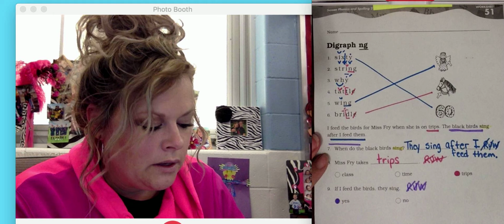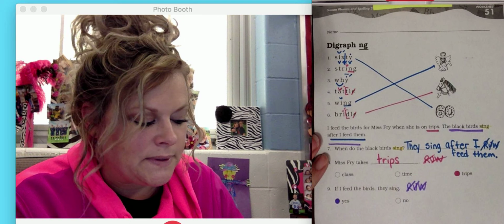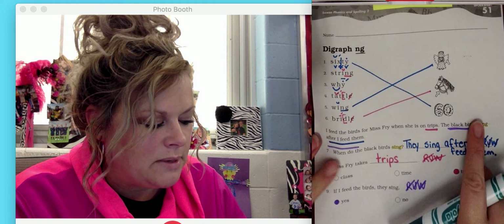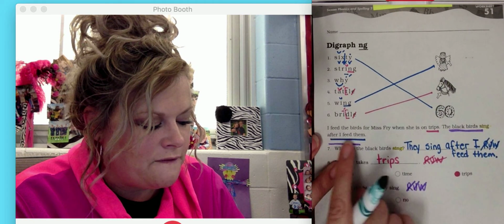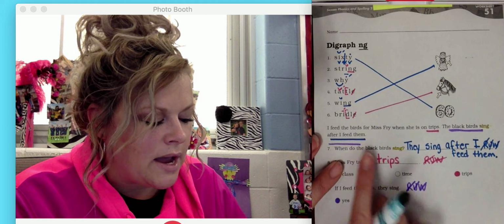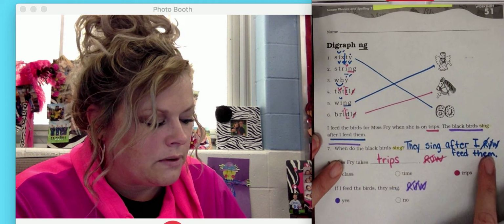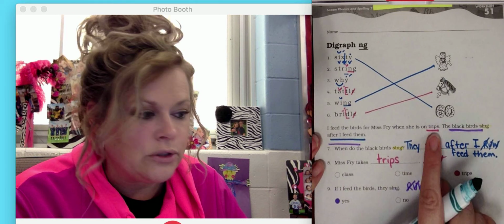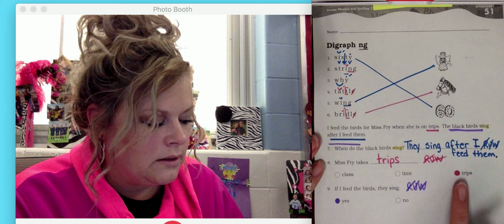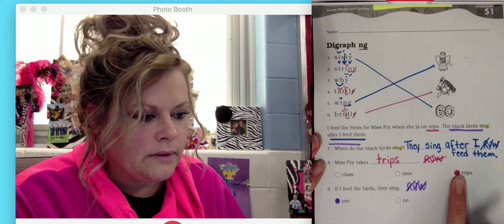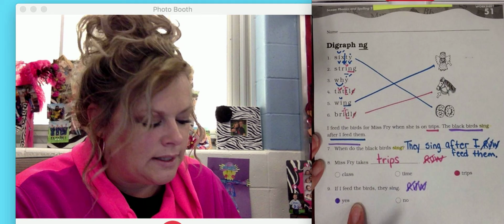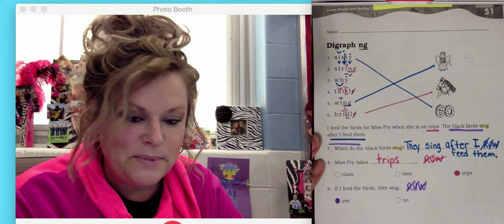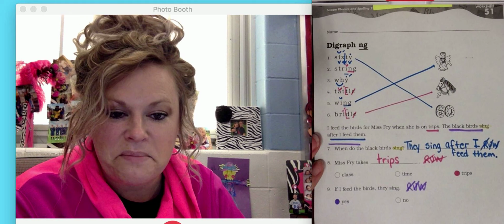So when I did number 7, when do the blackbirds sing, I looked at that word sing and I found it in the story, and that helped me find the answer after I feed them. So I wrote they sing after I feed them and crossed out my RUWs. Miss Fry takes trips, I found that in the story. And if I feed the birds, they sing, it says right here, the blackbirds sing after I feed them. So I put yes, and I crossed out my R's and W's.